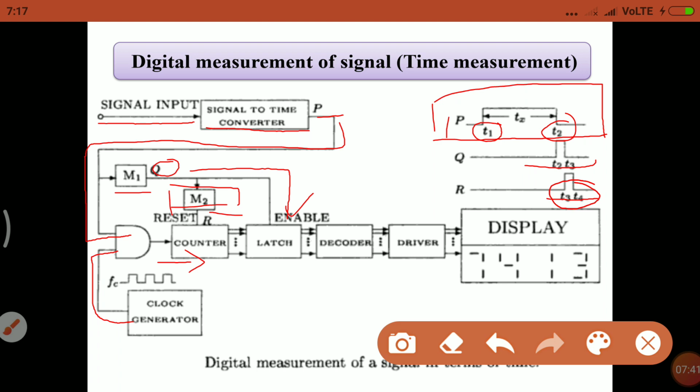After that the decoder and driver circuit is used to convert whatever binary data into the form of a decimal number, and that decimal number is displayed by using this display circuit. So this is the basic working principle of digital measurement of signal or time interval measurement.